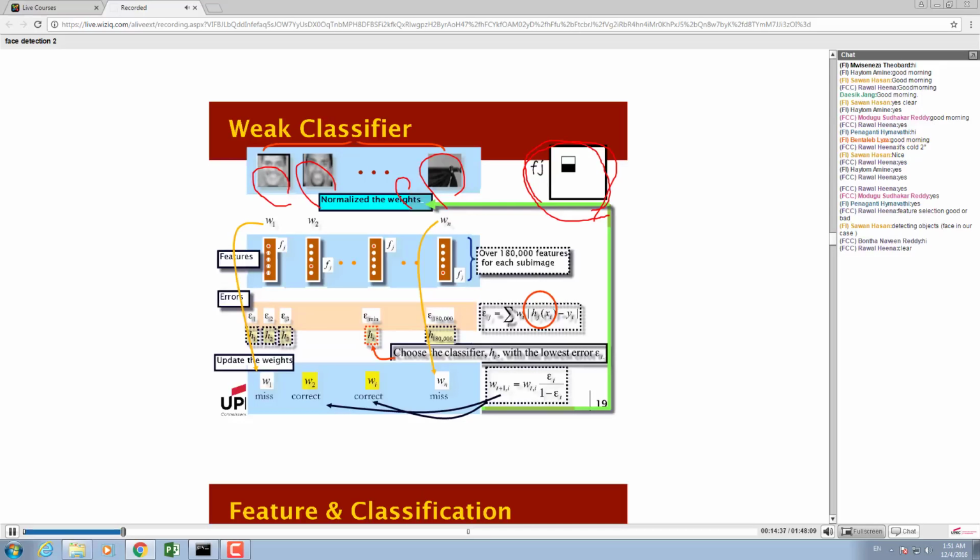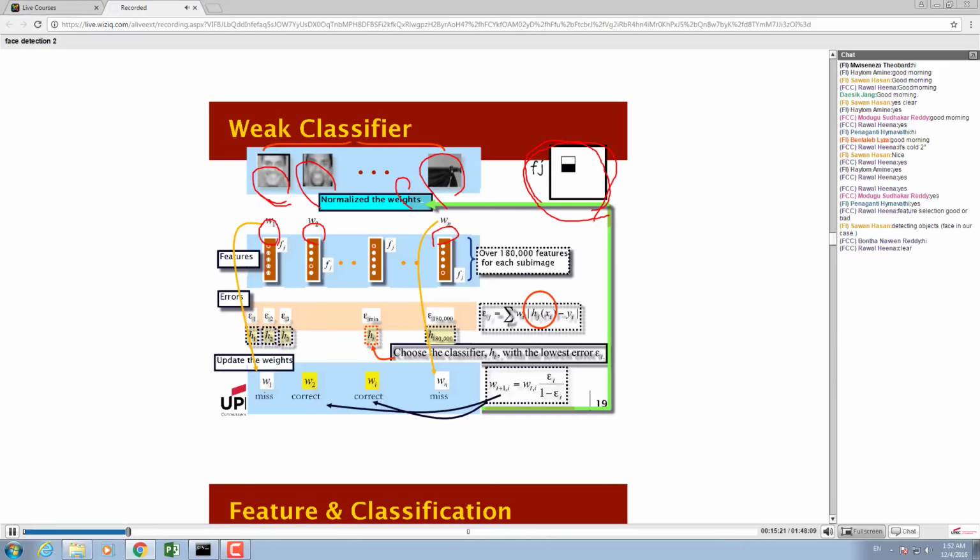The first step is to assign a weight to every sample, not feature. Every sample means every sample image, face or non-face, whatever. All the sample images have a corresponding weight, like W1. W1 is the weight for the first sample, W2 is the weight for the second sample, and so on. So every sample image is assigned a weight.